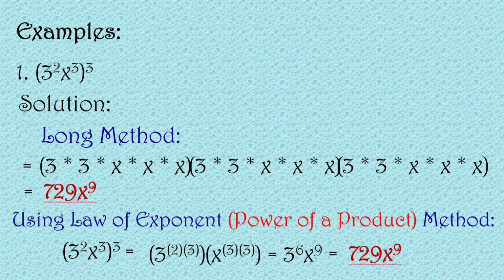So, ganyan. So, pag power of a product, i-distribute natin yung outer exponent dun sa inside exponent sa bawat factor. And then, i-multiply natin sila, ha? Yan.